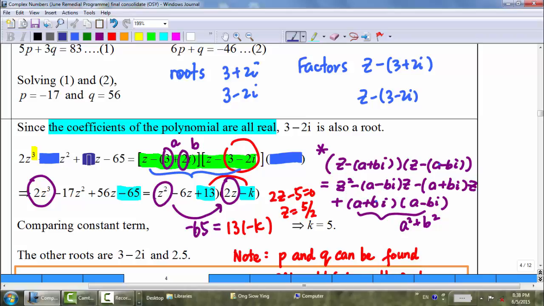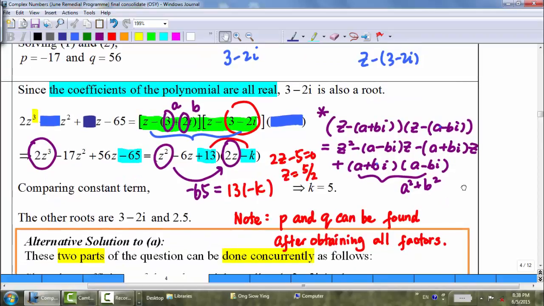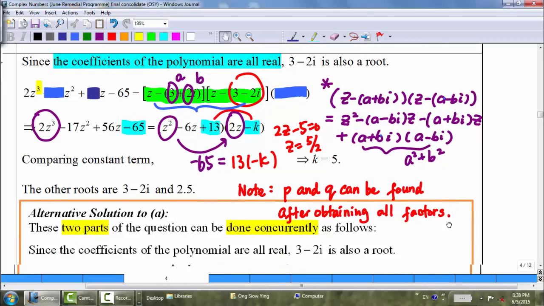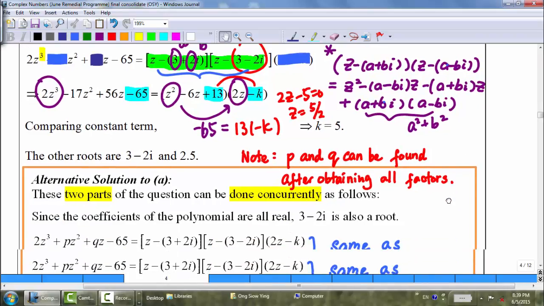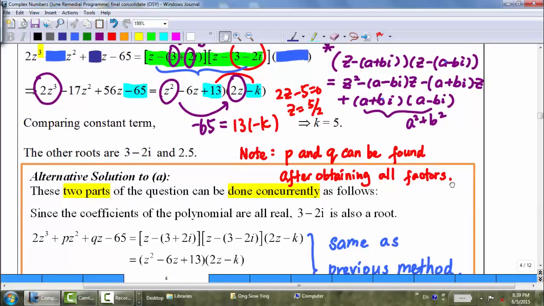So that suggests that there is another way of solving this question by doing part 1 and part 2 concurrently, in the sense that you can try to find all the factors first before you find p and q. This is an interesting observation you could take note of: p and q can be found after you obtain all the factors. So for the alternative solution, we are going to find all the factors before we find p and q, which means we don't follow the order of part 1 first, followed by part 2.